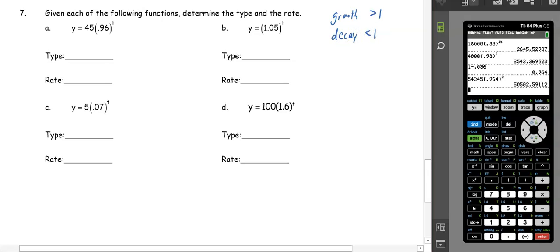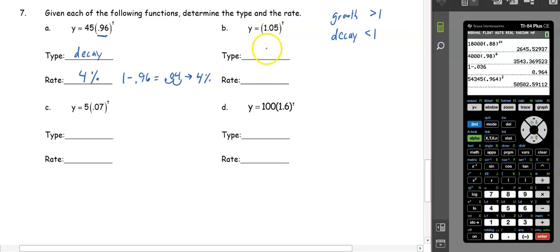So in A, we have y equals 45 times the quantity of 0.96 to the t power. So the number in parentheses is less than 1, so this is a decay. To figure out the rate then, if it's a decay, you're going to do 1 minus that decimal. We get 0.04. We're going to turn that into a percent. So when I move my decimal 2 places, that turns into 4%. So we always want to write our rate as a percent. So we need to convert our decimal.